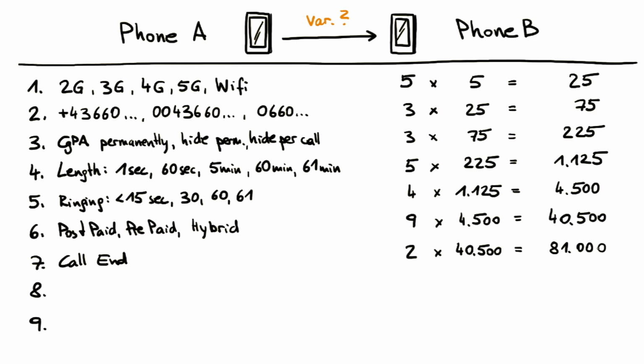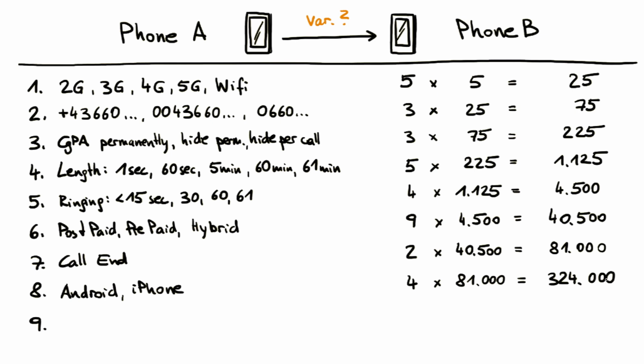Okay, but as you know, we have different phones also, mainly Android and iPhone. So an Android could call an Android, an Android could call an iPhone, and vice versa. So we have 4 combinations of that multiplied with 81,000 is 324,000. Look at this number of tests that need to be done.